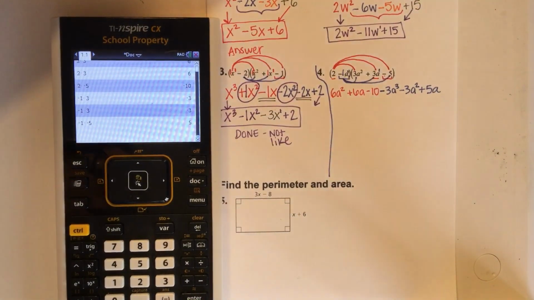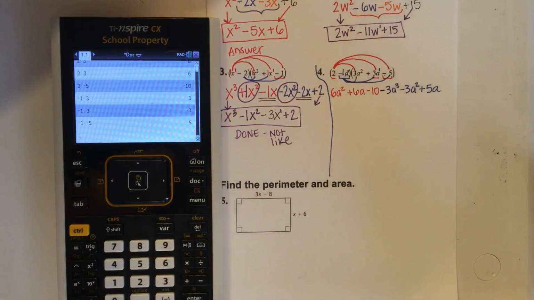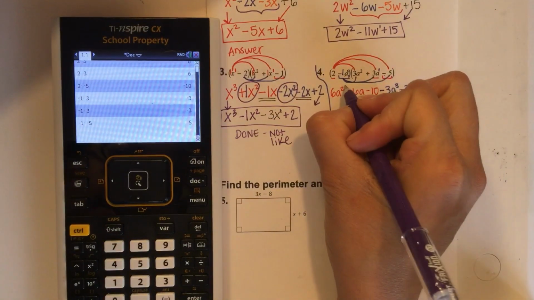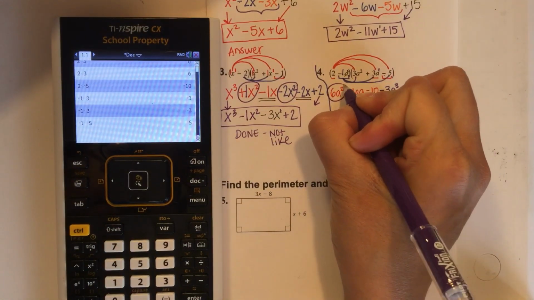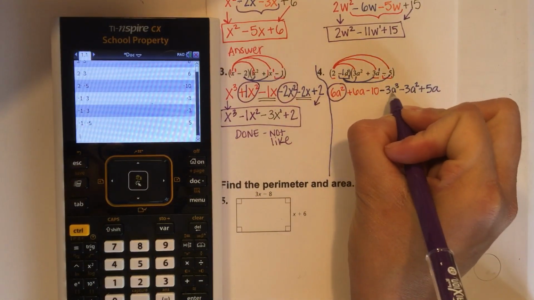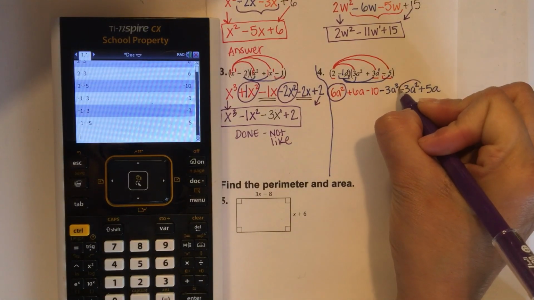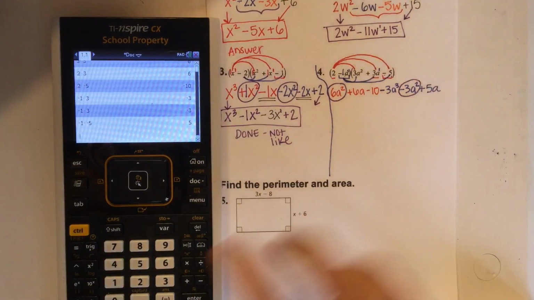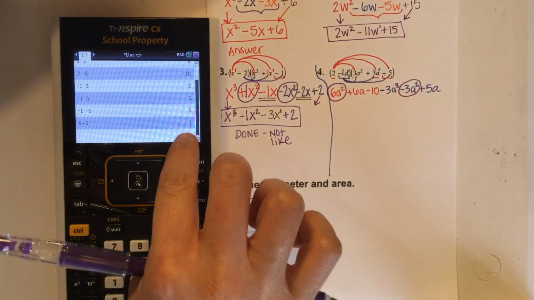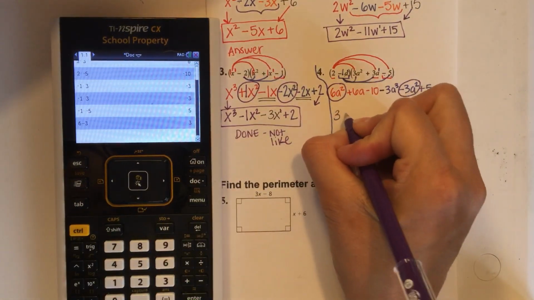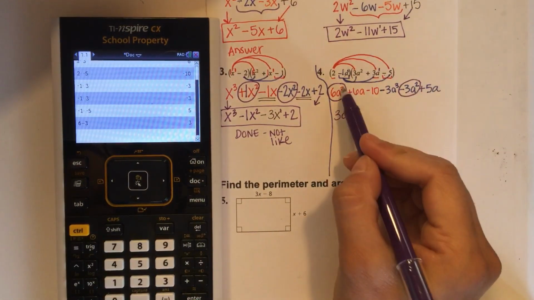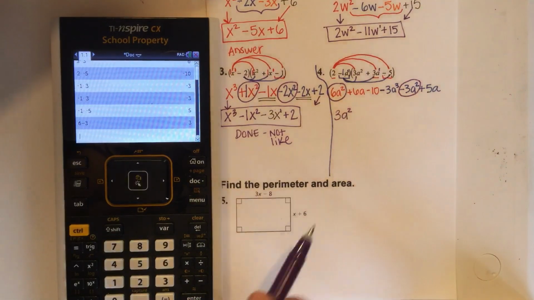From here, we combine the like terms. So my like terms with 6a squared are going to be my minus 3a squared. So I take 6 minus 3, 3. So I get 3a squared. A squared stays the same.